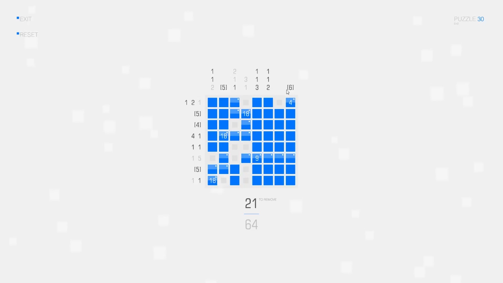This doesn't help. And this also doesn't help. Can I do more here? 1. Yes, this has to be the separate square in this row because it can't be here. This would have to be 2 connected squares, which it can't be. So I can delete these squares, and the 2 connected squares need to be here. 5, 4, 4 and 1, 1 and 1. Okay, that's about it, I think, so far.